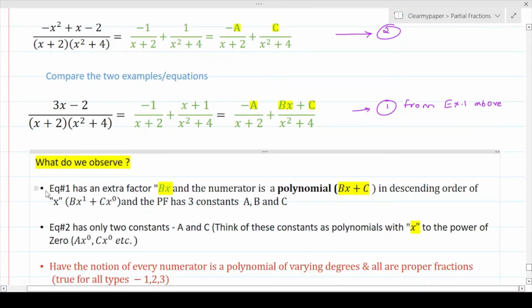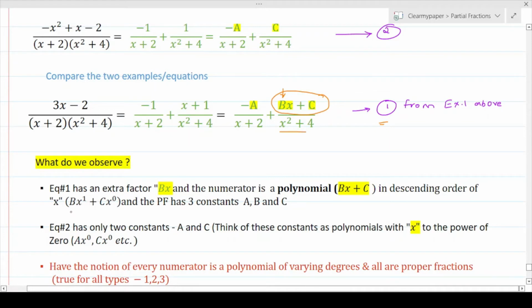Okay. So if you see equation 1, which is this equation, both the examples are quadratic, type 3 quadratic. Remember that. But equation 1 has this extra factor, which is the bx part of it, right? If you see, there is no bx or no factor with an x coefficient. And the numerator in equation 1, this whole piece, you can think of as a polynomial by itself, where you have the x and the constant term, like how you have the x and the constant term here. The numerator also is a polynomial in the descending order of x.